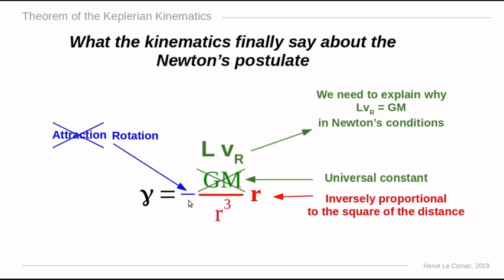Without knowing it, Newton has implicitly postulated that LVR equals Gm. But a postulate is not an acceptable scientific explanation. So we need another theory of physics that will be able to explain why LVR equals Gm.